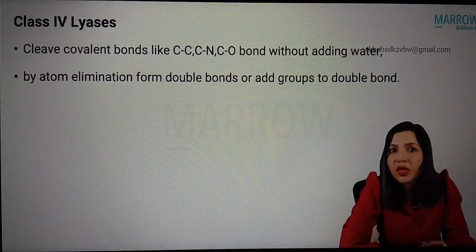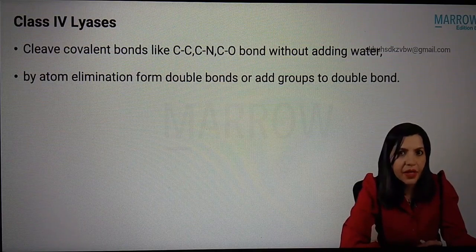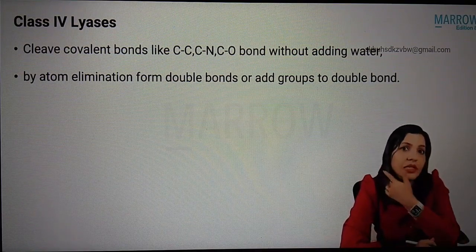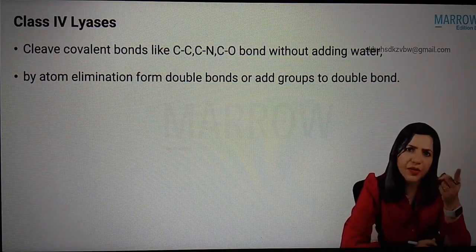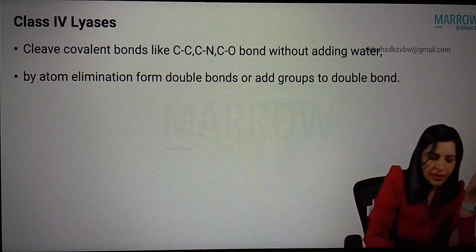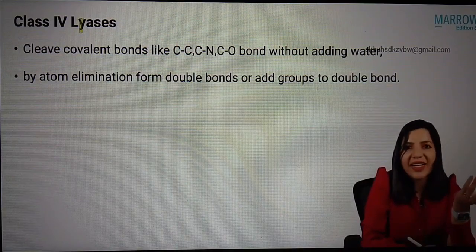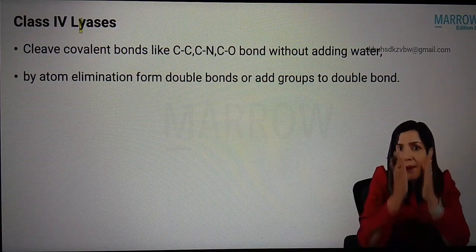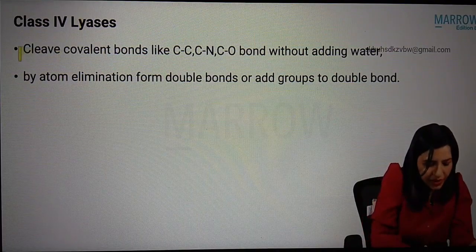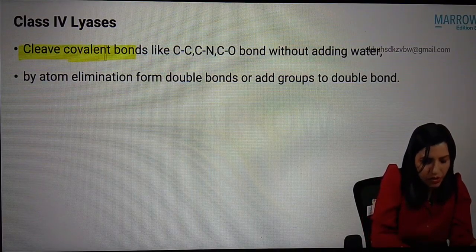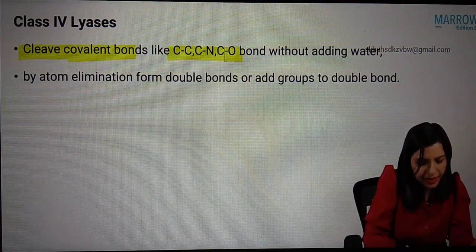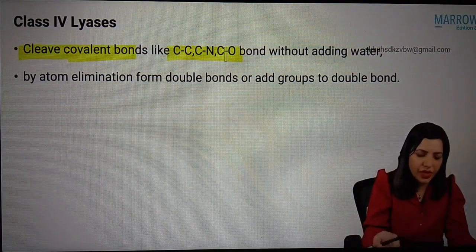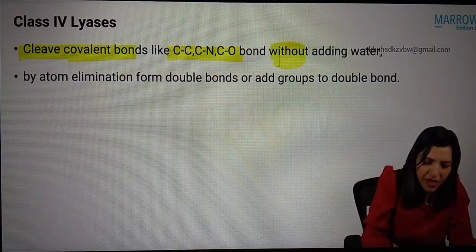Now we are going to class 4, lyase enzyme. It is a tricky class where it is not having a single definition. First definition is very simple. In the case of lyase, we don't add "hydro" in the name, which means that a water is not involved in this breaking. It is like cleaving a covalent bond like C-C, C-N, C-O, etc., just like what we have learned in the hydrolase, without adding water.